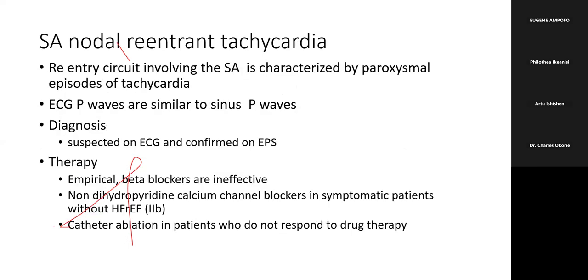Okay. So the ECG characteristic: the P waves are similar to those of sinus P waves. We make the diagnosis using the ECG, and we confirm it because it could be confusing. We confirm it using electrophysiological studies.